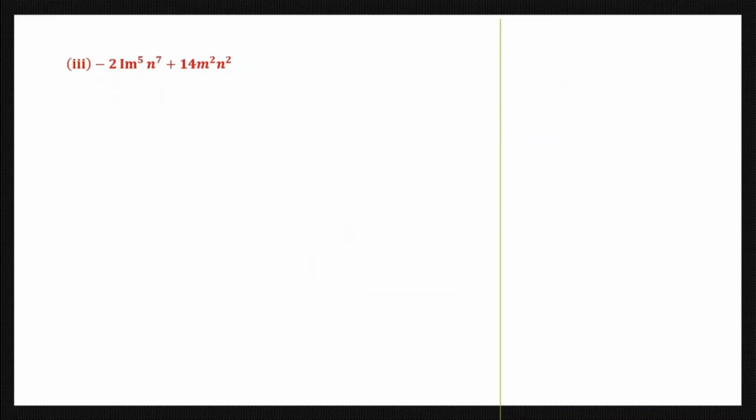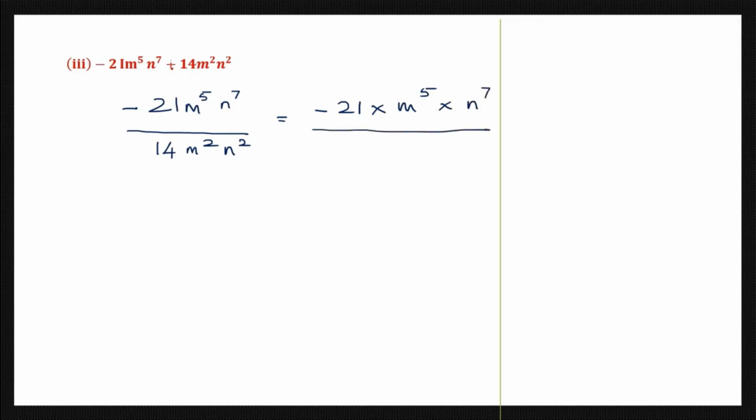Next question, minus 21. So let's write that down. Minus 21 m to the power of 5 n to the power of 7 divided. So that will be minus 21 into m to the power of 5 into n to the power of 7 divided by 14 into m to the power of 2 into n to the power of 2. So now here I can cancel minus 21 and plus 14. Both are divisible by 7. So when I do this, I get 7 2s are 14 and 7 3s are 21.